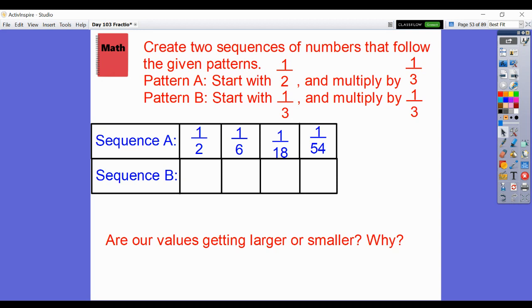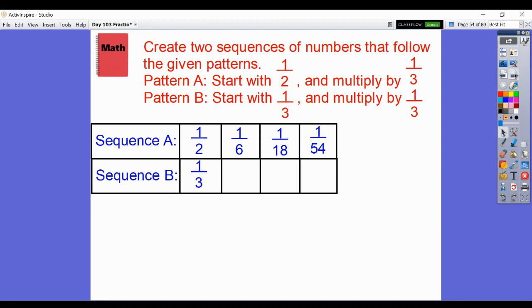All right, now let's take a look at sequence B. Sequence B is 1/3. 1/3 times 1/3 is 1/9. 1/9 times 1/3 is 1/27th. How do I get that? 3 times 9 is 27. 1 times 1 is 1. Oh, now we're in the big kid math realm again.